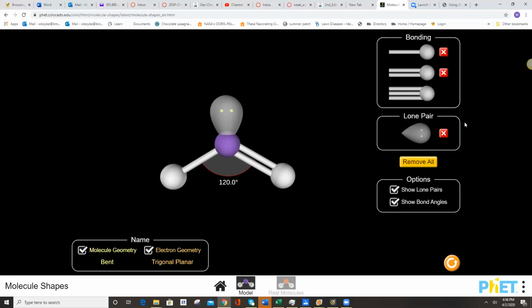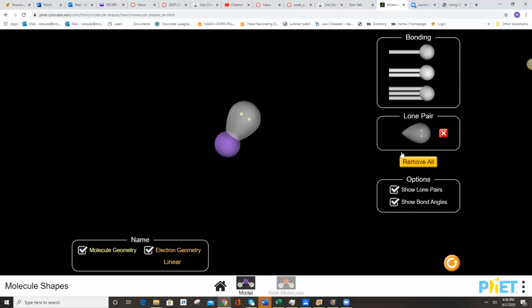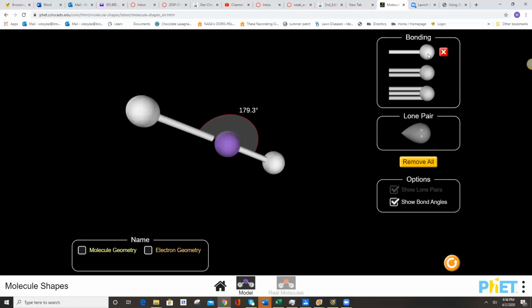I'm going to remove all of our things so we can build the next molecule. The next molecule we're looking to build is CF4. When you're looking at the Lewis structure for CF4, look at that central atom. Count up those electron groups. You're going to see 4 electron groups on CF4. Of those 4 electron groups, all of them are involved in a bond, and there are no lone pairs. Let's go ahead and build this molecule.